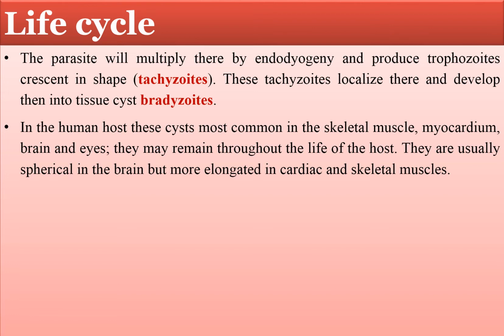In the human host, these cysts are most common in the skeletal muscle, myocardium, brain and eyes. They may remain throughout the life of the host. They are usually spherical in the brain but more elongated in cardiac and skeletal muscles.